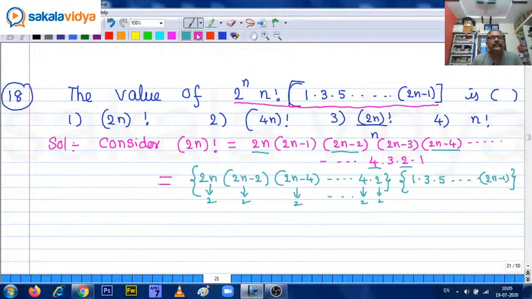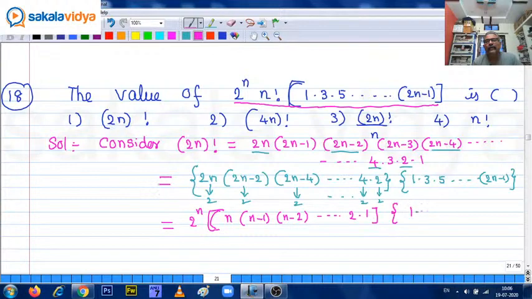So this can be written like this. If you take 2 common from each of the factors, we get 2 raised to n, and we get n times (n minus 1) and (n minus 2) and so on, down to 2 into 1, times 1 into 3 into 5 and so on up to 2n minus 1. Just observe: n into (n minus 1), (n minus 2) and so on, 3 into 2 into 1 is nothing but n factorial.